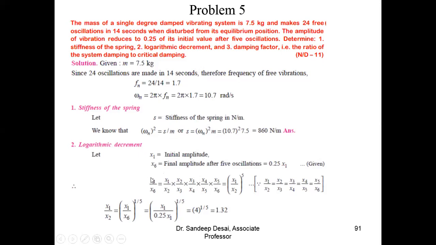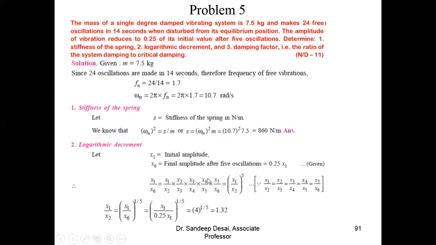So it is written this way: x1 by x6 is equal to x1 by x2, x2 by x3, x3 by x4, x4 by x5, x5 by x6. x2 will get cancelled, x3 will get cancelled, x4 will get cancelled, x5 will get cancelled. So ultimately the expression will remain x1 divided by x6 only, right?